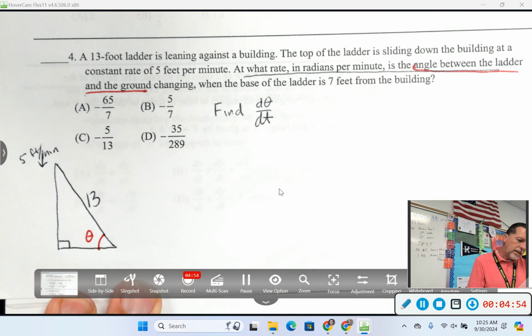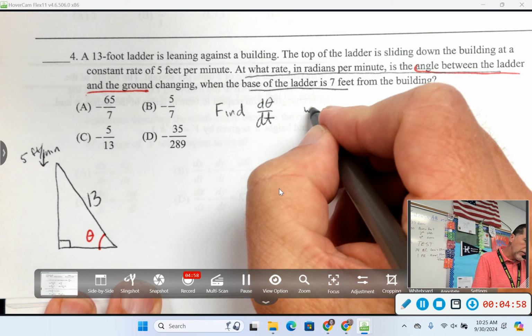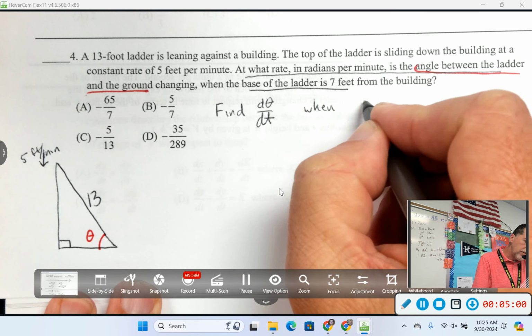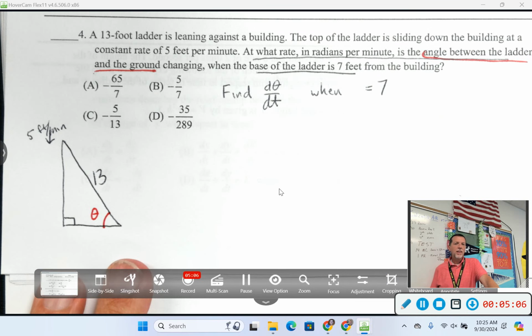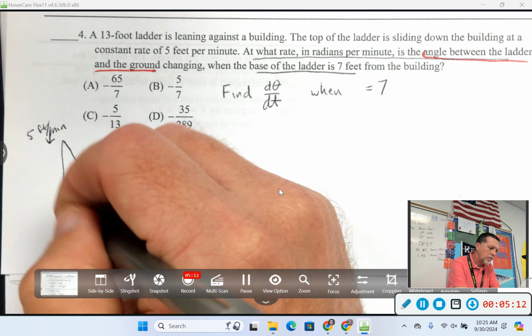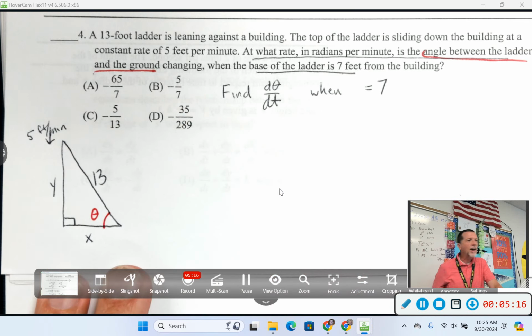Find d theta dt when the base of the ladder is 7 feet from the building. So when something is 7, I guess I need to put some labels on this thing. You got a preference? X goes on the bottom. Okay. So X on the bottom, and probably Y for that.